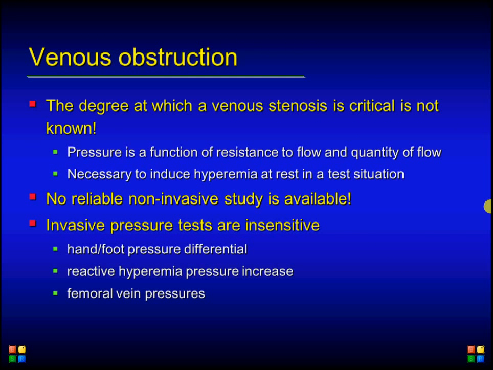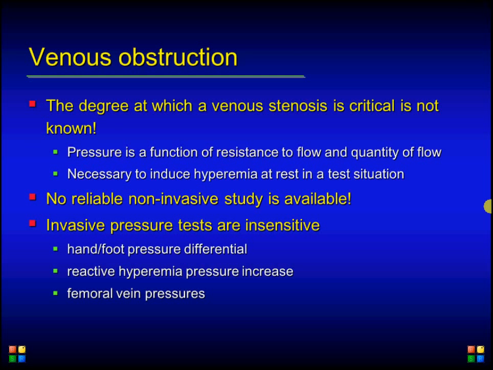Venous obstruction, we don't know at what degree a venous stenosis is critical. It's not like on the arterial side where we say 70% stenosis creates a higher resistance than the peripheral resistance, and that is therefore significant. On the venous side, we don't know at all, because we are going from a smaller vessel to a larger vessel, and the whole system converges towards the inferior vena cava, where essentially the pressure is zero.